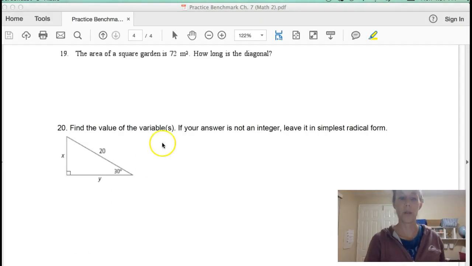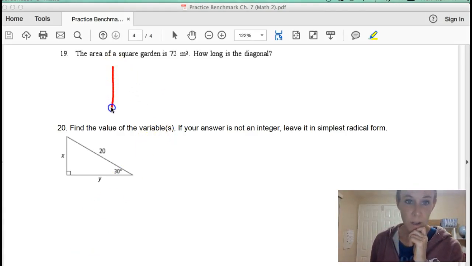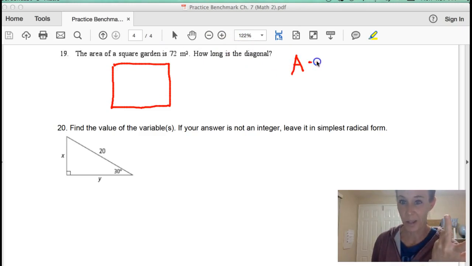Okay, so this one asks me, how long is the diagonal if I have the area of a square garden? And the square garden is 72 meters squared. I know the area. I don't have to do apothem perimeter here either. I could. But I know the area is just the side squared for a square, right? So if the area is 72 meters squared, I'm just going to go 72 equals my side squared.